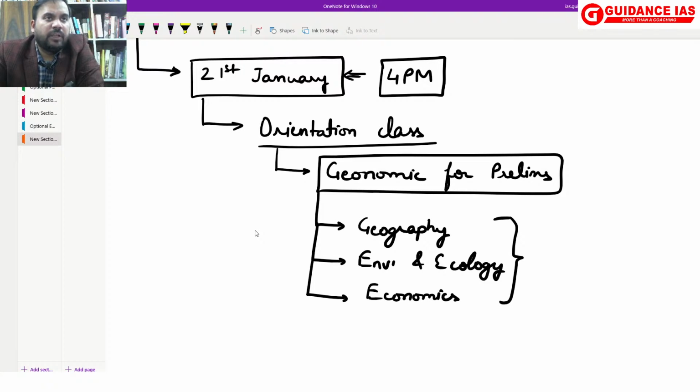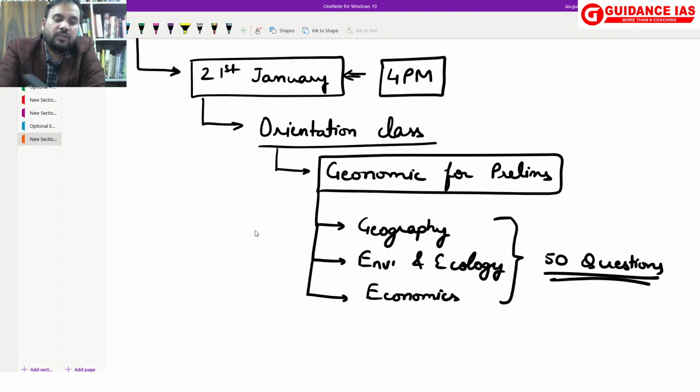And it will be a very qualitative class, and you know that combinedly all these 3 topics almost account for 50 questions in your prelims. So almost half of the questions are coming from these 3 topics, and we'll cover them very comprehensively along with lots of practice for prelims. So again, I'll deliberate it more in the orientation class.